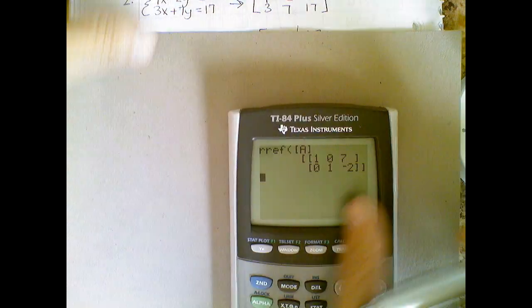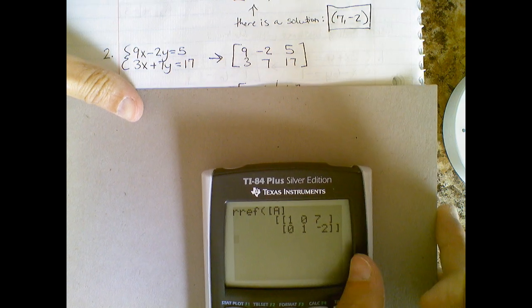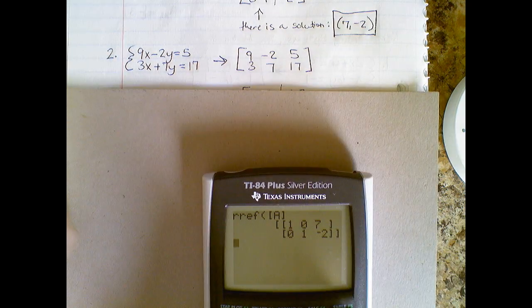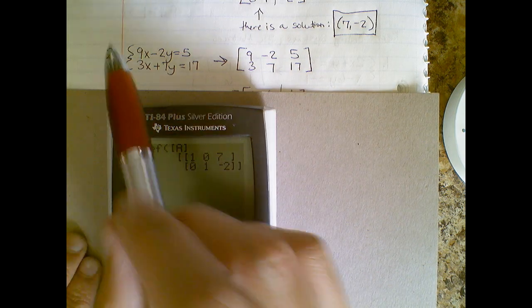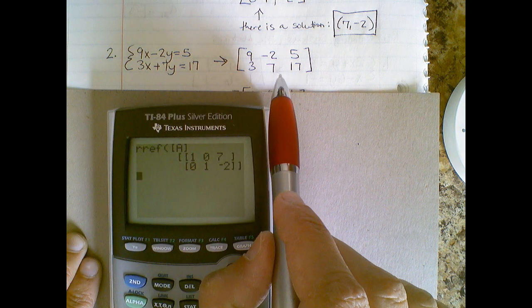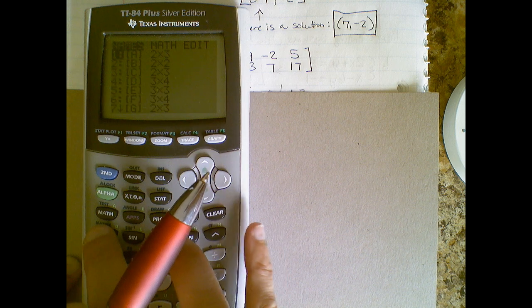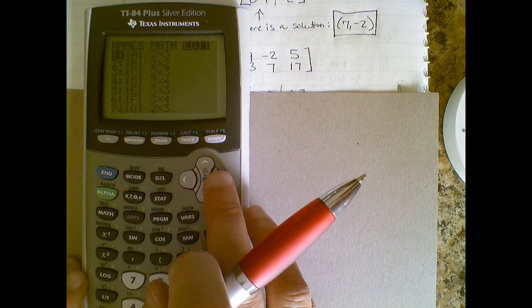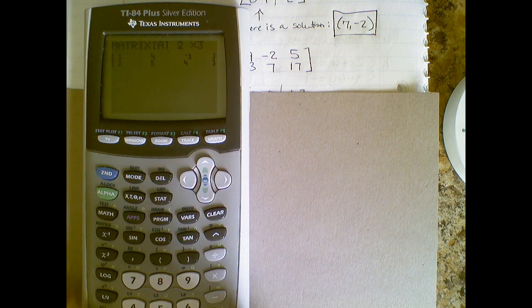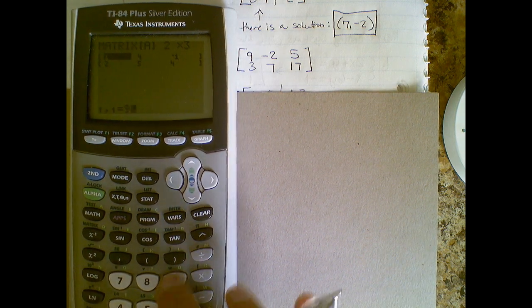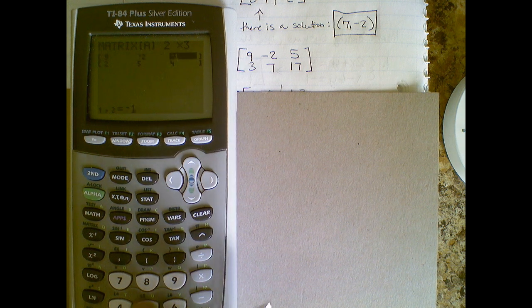So let's try another one. So we need to put it as a matrix. I already have that for us, going from the equations to the matrix. Now we want to type this in. So again, we're going to go to second matrix, go over to where it says edit, click enter. This is a 2 by 3 also, so 2, enter, 3, enter. Then we type it in. So we have 9, enter, -2, enter, 5, enter, 3, 7, and 17.